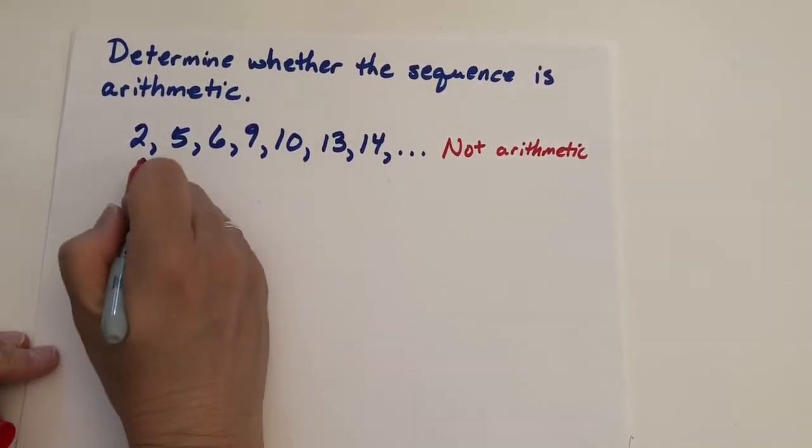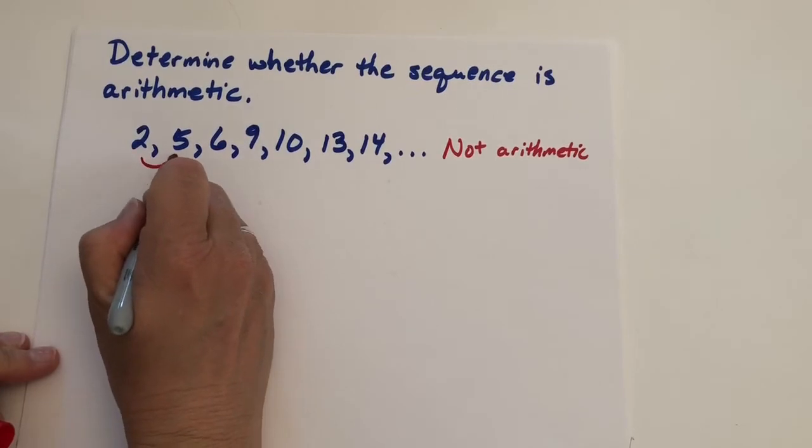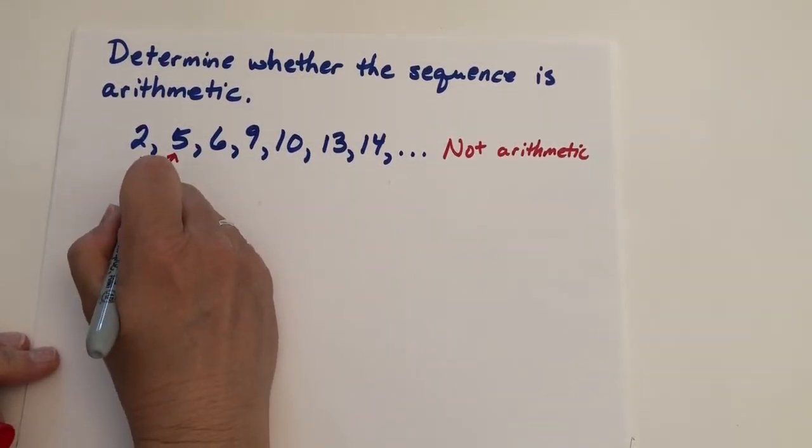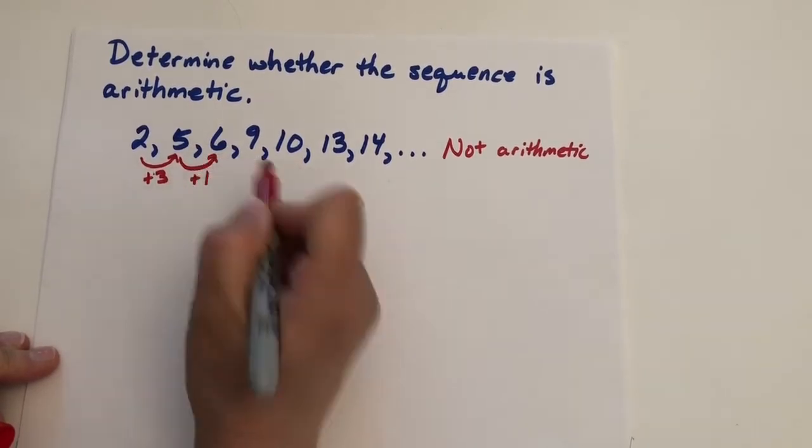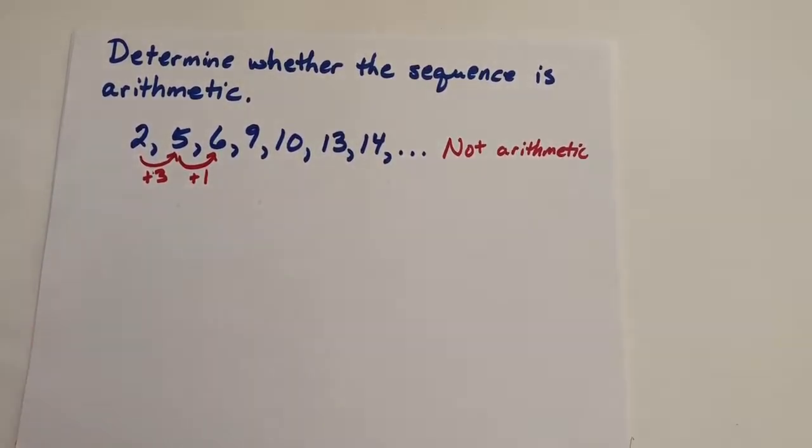Again, because the distance here is 3, or the difference is 3, and here the difference is just 1. That's enough to know it's not arithmetic. Let's look at the next one.